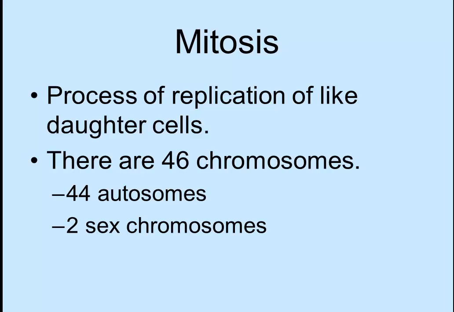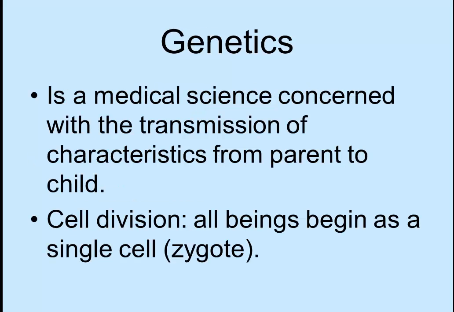Mitosis is the process of replication of like daughter cells. So now there are 46 chromosomes, 44 of them are autosomes, and 2 of them are sex chromosomes. In genetics, genetics is a medical science that's concerned with the transmission of characteristics from parent to child. We have cell division. All beings begin as a single cell, which is a zygote.